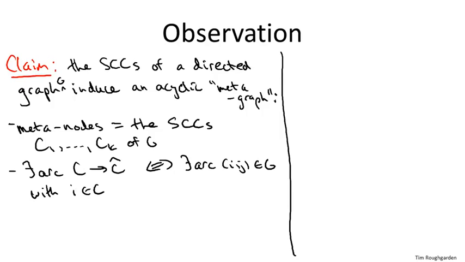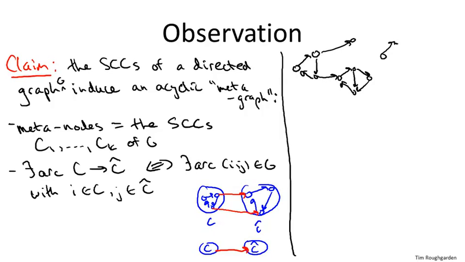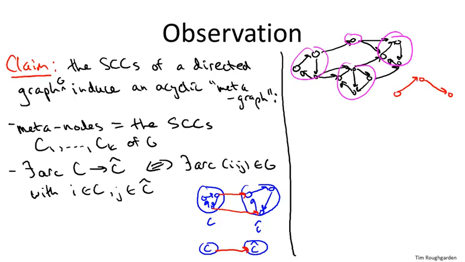So for example, if this is your C and this other triangle is your C hat, and you have one or maybe multiple edges going from C to C hat, then in the corresponding metagraph you're just going to have a node for C, a node for C hat, and a directed arc from C to C hat. If we go back to some of the directed graphs that we've used as running examples, such as the one at the beginning of the previous video, which looked maybe something like this, the corresponding directed acyclic graph has 4 nodes and 4 arcs.